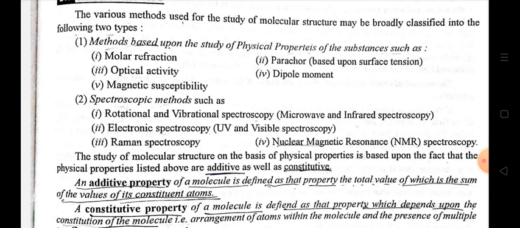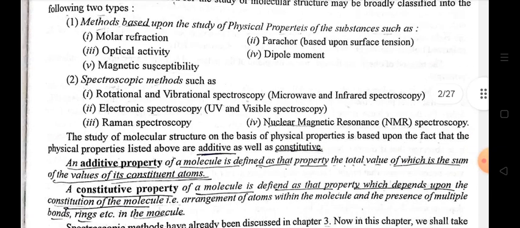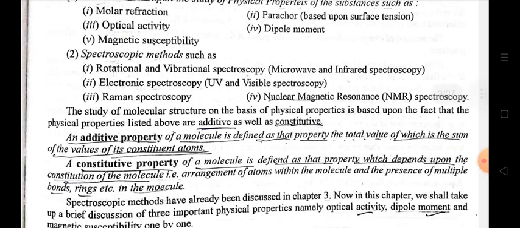The study of molecular structure on the basis of physical properties is based upon the fact that the physical properties listed above are additive as well as constitutive. An additive property of a molecule is defined as that property, the total value of which is the sum of the values of its constituent atoms. A constitutive property of a molecule is defined as that property which depends upon the constitution of the molecule, that is, the arrangement of atoms within the molecule and the presence of multiple bonds, rings, etc.